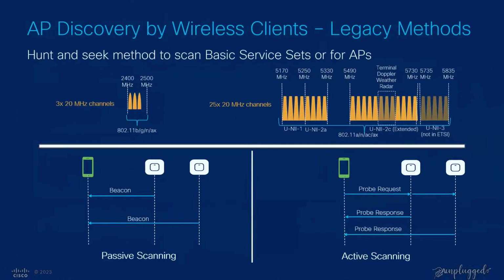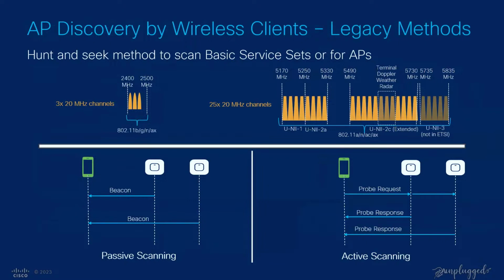We'll do a little bit of a history lesson and look at how things have been done in the past and how they continue to be done today on the 2.4 gigahertz and 5 gigahertz spectrum. What you have here is a couple of different methods. On the bottom left, we've got passive scanning, and on the right, we've got active scanning. These methods apply to both bands, whether it be 2.4 gigahertz or 5 gigahertz. So let's start with the passive scanning.